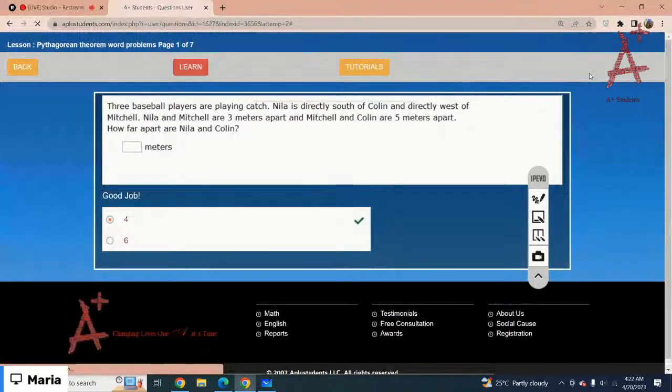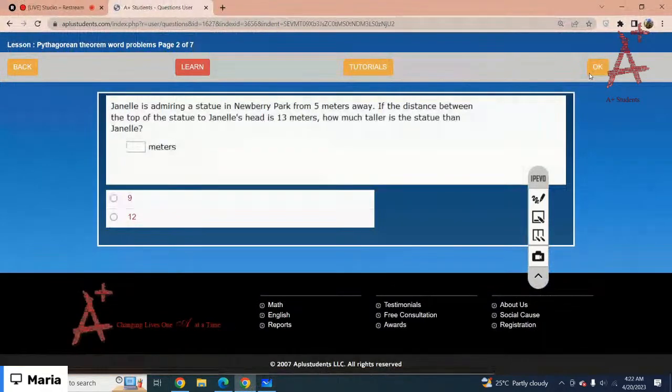Okay, the next one is Janelle is admiring a statue in Newbury Park from 5 meters away. If the distance between the top of the statue to Janelle's head is 13 meters, how much taller is the statue than Janelle? You have to calculate the length of the statue. Got it?